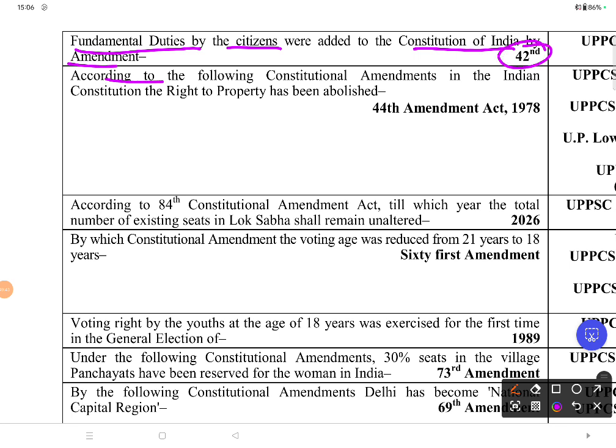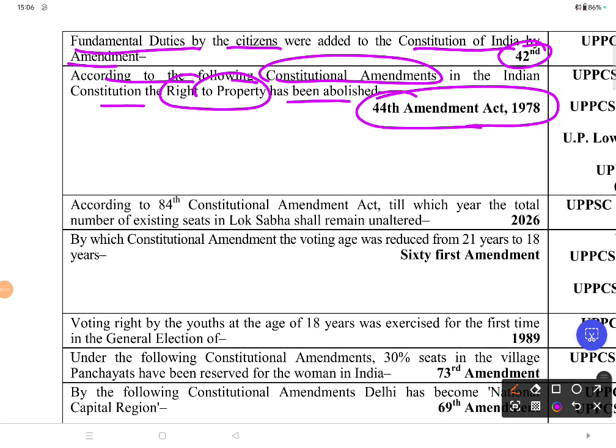According to the following constitutional amendment in the Indian Constitution, the right to property has been abolished: 44th Amendment Act, 1978. According to the 84th Constitutional Amendment Act, till which year shall the total number of existing seats in Lok Sabha remain unaltered? 2026.